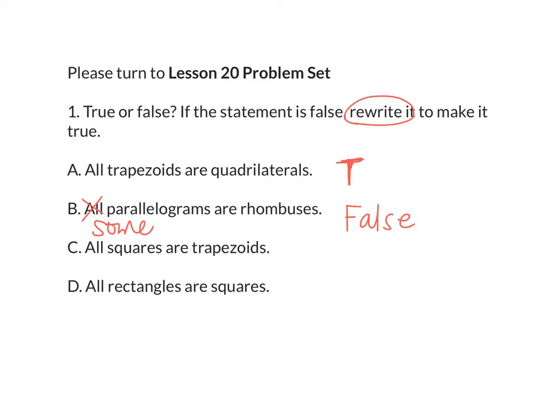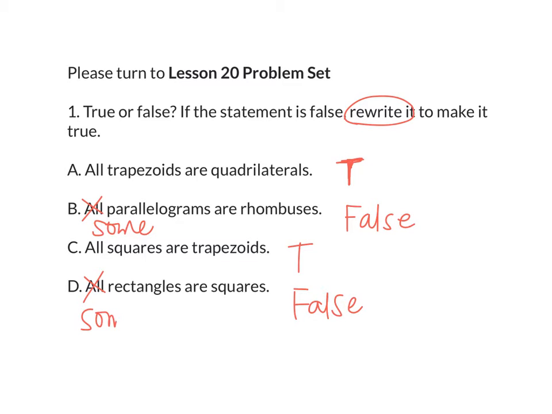Okay, let's try the next one. All squares are also trapezoids. Is that true or false? True. True, very good. Because do all squares have at least one set of parallel sides? Yeah. Very good, that makes it true. Okay, next. All rectangles are squares. True or false? False. Very good. How could I rewrite that sentence to make it true? Rohan?